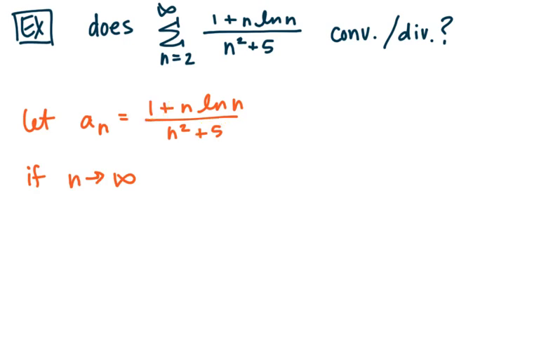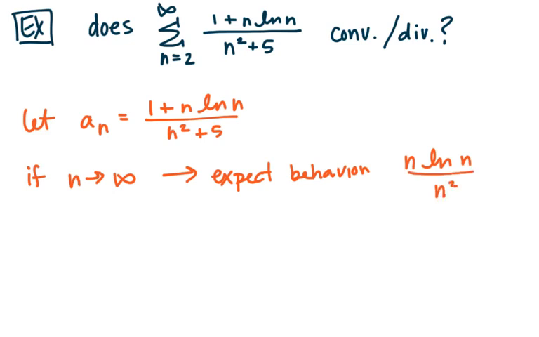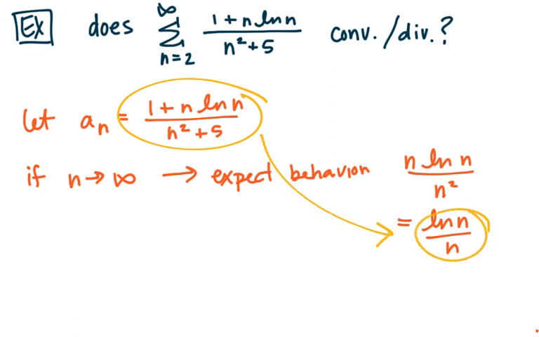So as n becomes infinitely large, we expect behavior such as n ln n over n squared, which I can cancel, and that would be the same as ln n over n. I'll write it here. We can reduce a common factor. Okay, so we expect this guy to behave like that guy.